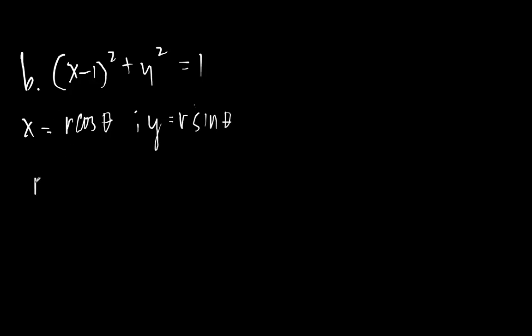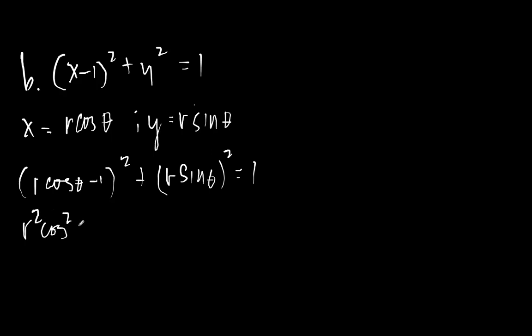Let's substitute. We have (r cosine theta minus 1) squared plus (r sine theta) squared is equal to 1. Okay, so let's simplify the left-hand side, since the left-hand side of the equation is more complex than the right-hand side. So this becomes r squared cosine squared theta minus 2r cosine theta, right? I am just squaring the binomial. So plus 1, plus r squared sine squared theta is equal to 1.